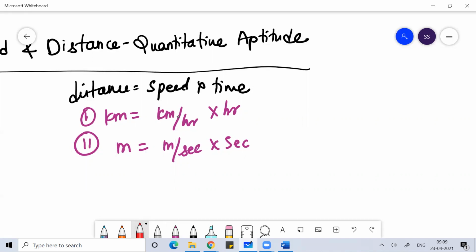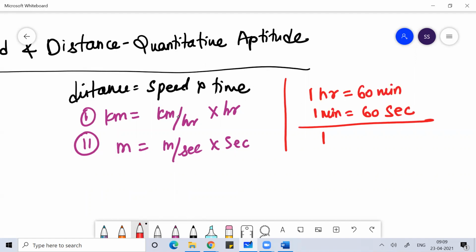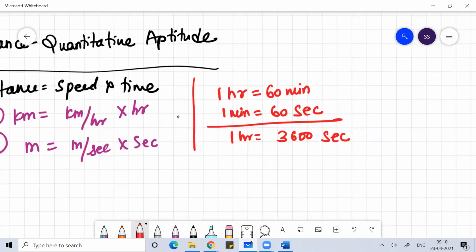So these are the basic terminologies we use in this chapter, where generally we represent distance in kilometer, speed in kilometer per hour, and time in hour, or we represent the distance in meter, speed in meter per second, and time in second. The relationship we know between hour, minute, and second is that 1 hour is equal to 60 minutes, 1 minute is equal to 60 seconds. So we can say that 1 hour is equal to 3600 seconds.